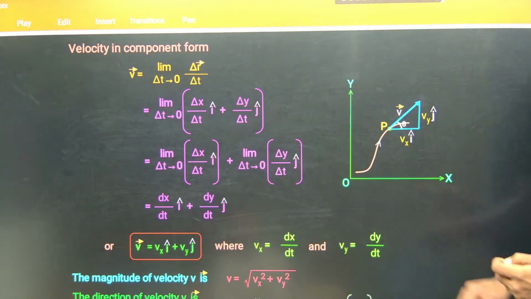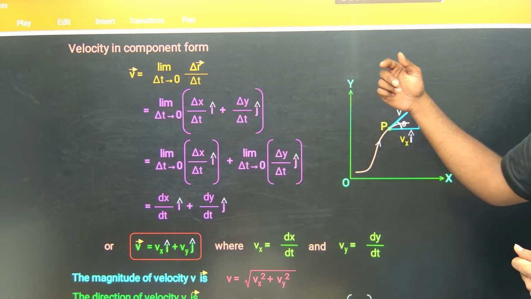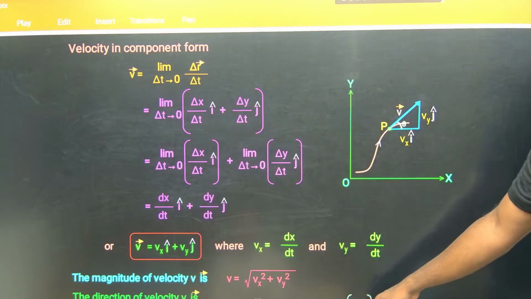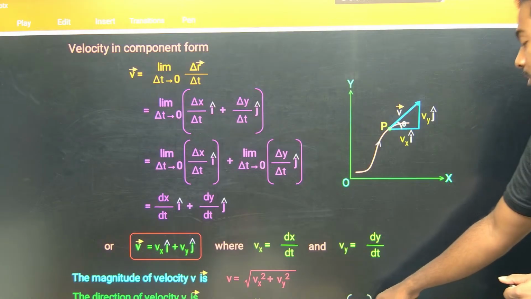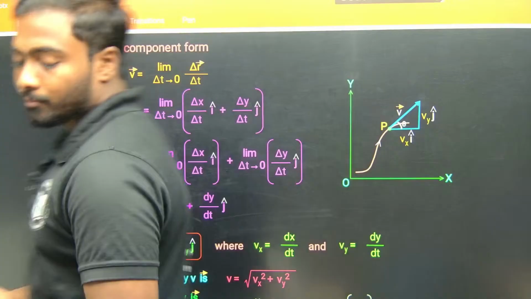And if I want to find the angle, it is y by x, tan theta we have found. So vy by vx, so theta will be tan inverse of vy by vx. You can note this down.